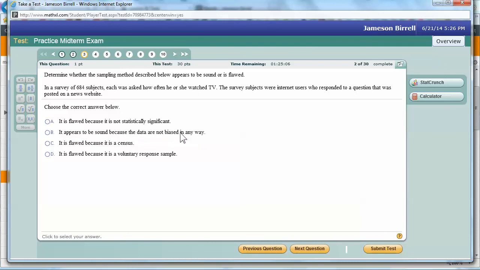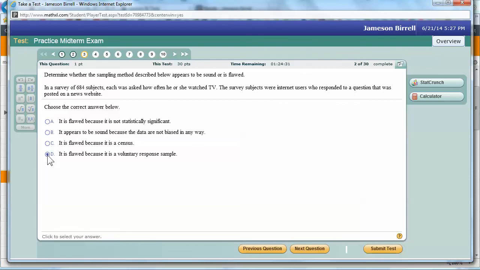Well, I would agree with that if I didn't think they're biased, but I'm going to read on because I think they are. It's flawed, okay, I agree. Is it because it's a census? First of all, if it was a census, it wouldn't be flawed, because a census would mean that you were able to ask every single TV watcher, I'm assuming that's our population here. A census would have been surveying all of them, and we didn't, we used a subset. See, here's our sample of 684 subjects.